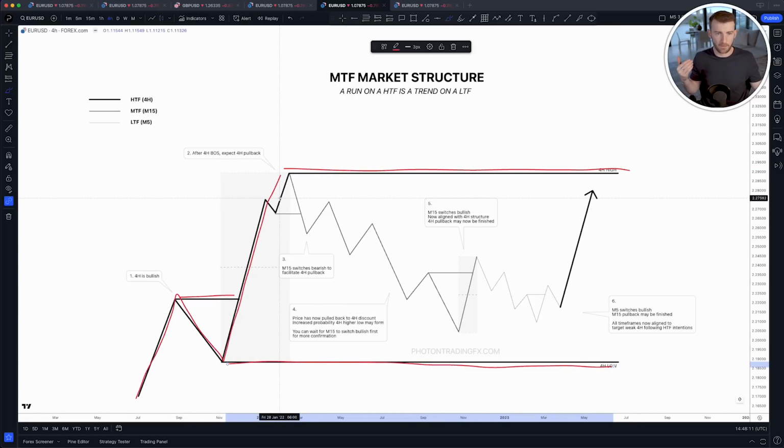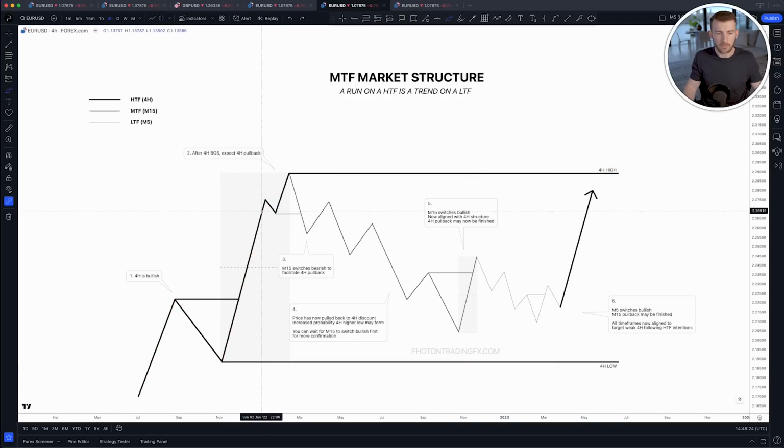Now, if we're expecting a 4-hour pullback and we want to use multi-time frame analysis to help us time when that 4-hour swing pullback is going to start, we can jump down to our medium time frame, which for me is the M15. What I'm looking for is the M15 to shift bearish. When the M15 shifts bearish here, which is this thin gray line, now I know I can follow this bearish M15 trend. So I want to get short and follow the bearish M15 trend. But what is the objective at this point? We are just playing the 4-hour pullback.